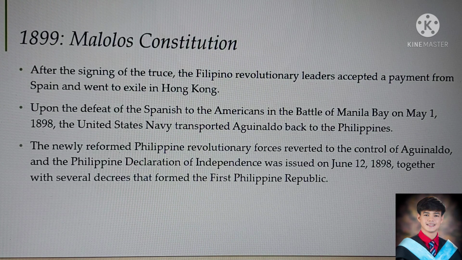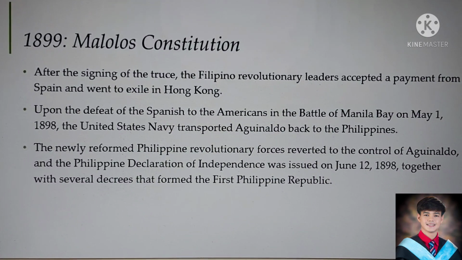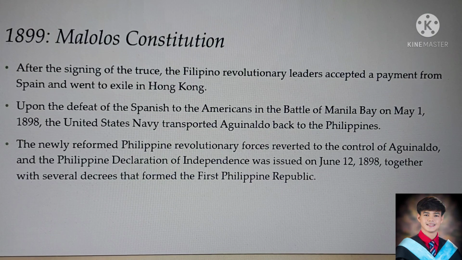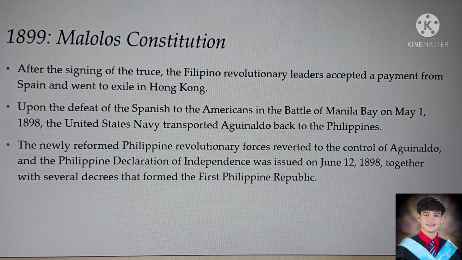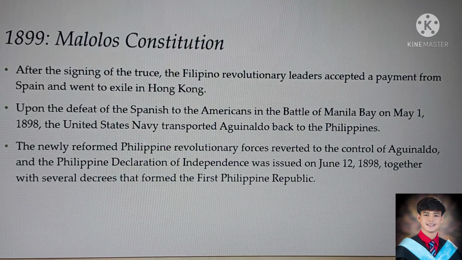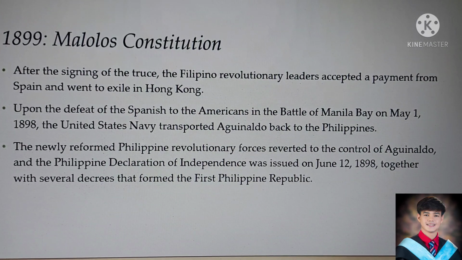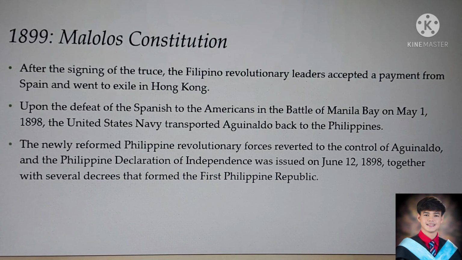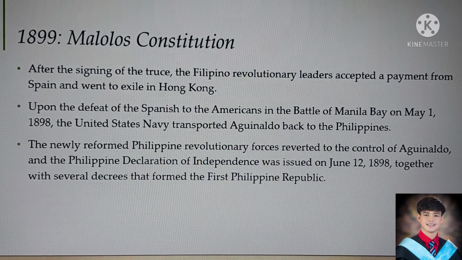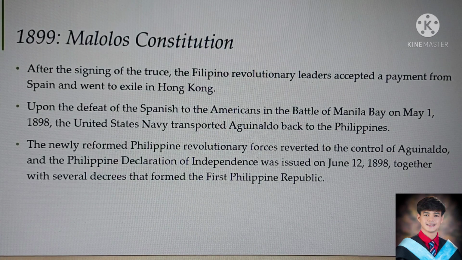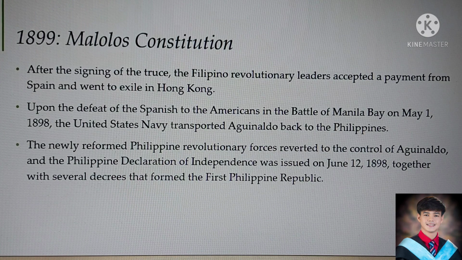The newly reformed Philippine Revolutionary Forces reverted to control of Aguinaldo, and the Philippine Declaration of Independence was issued on June 12, 1898, together with several decrees that formed the First Philippine Republic. So naibalik yung kapangyarihan, yung pamumuno kay Aguinaldo dun sa Philippine Revolutionary Forces. At yung Declaration of Independence natin, pagpapatupad ng independence or kalayaan ng Pilipinas, ay ginawa ito noong June 12, 1898. Kasama dito yung mga tinatawag nating mga decrees, yung mga batas na bumubuo para mabuo yung ating unang republika ng Pilipinas.